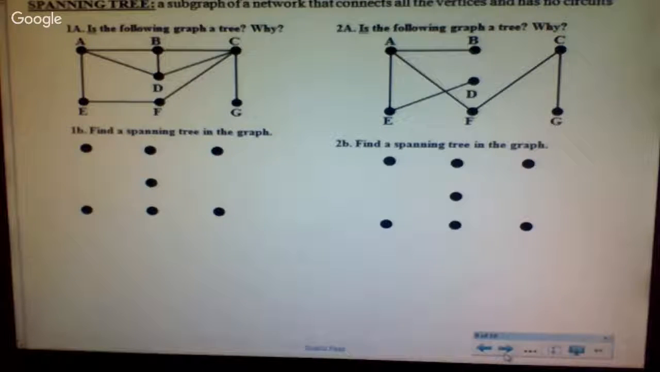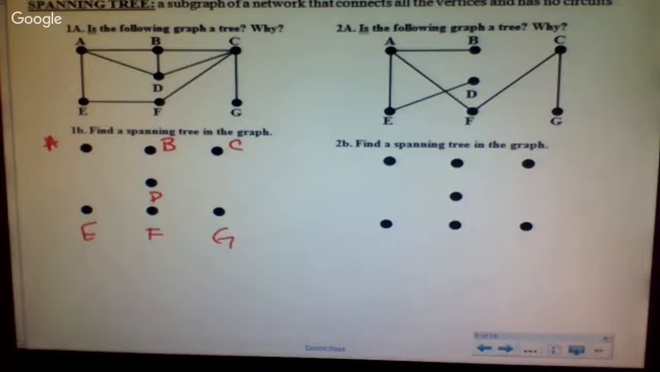Turn around. Okay? Take a look at the top one, 1A. Would you say that this is a spanning tree or not? No. Why? There is a circuit. So, since there's no spanning tree, we're going to draw ourselves one. D, E, F, and G. How many edges do I need to create a tree in this graph?